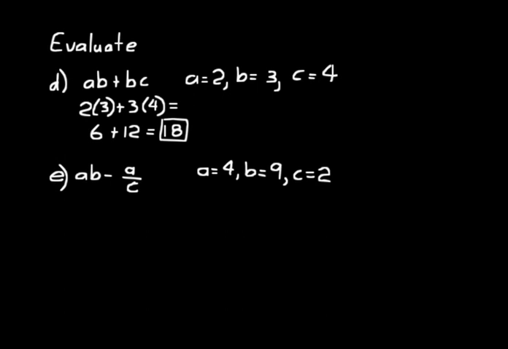Look at E. Evaluate that expression if A is 4, B is 9, and C is 2. So you write down the expression AB minus A over C, and then you substitute the numbers in for the letters. A is 4, B is 9, minus A over C, which would be 4 over 2. We do our multiplication and division first, so we have 4 times 9 is 36. Minus 4 over 2 is 2. 36 minus 2 is 34.